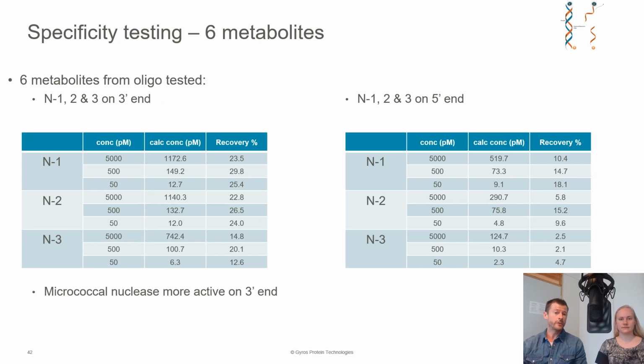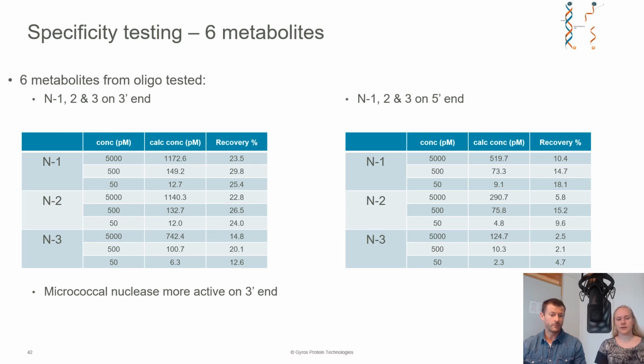As for the dual hybridization assay, here we tested the specificity using the 6 different metabolites, the same ones: the 3 on the 3' end and the 3 on the 5' end. Here we are obtaining a bit more cross-reactivity with the metabolites on the 3' end. We have like 25% recovery against the 10% on the 5' end.